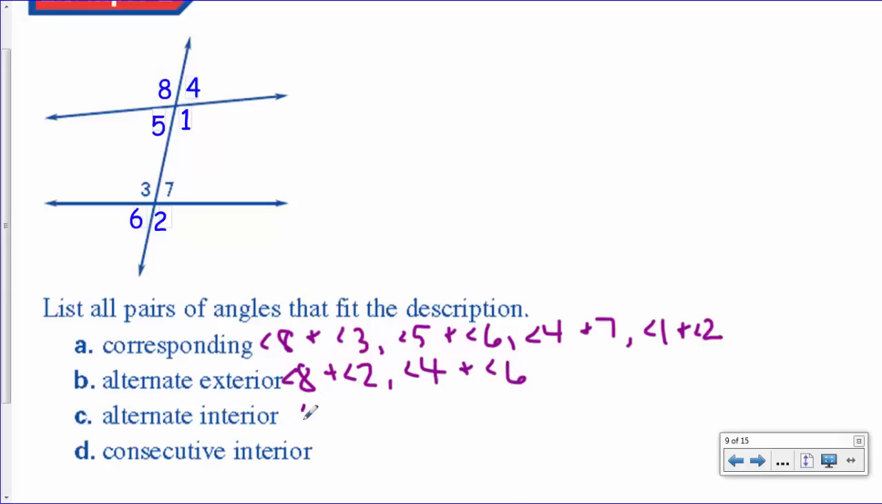Alternate interior angles are going to be angles 1 and 3, angles 5 and 7. Consecutive interior angles are going to be angles 5 and 3, angles 1 and 7.